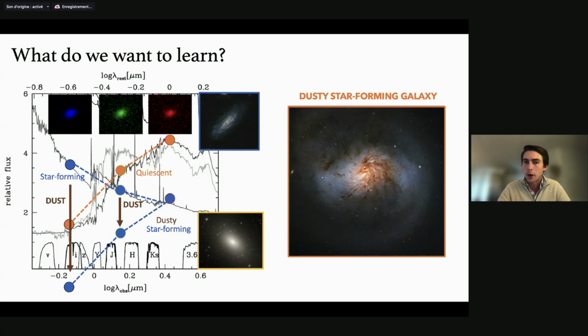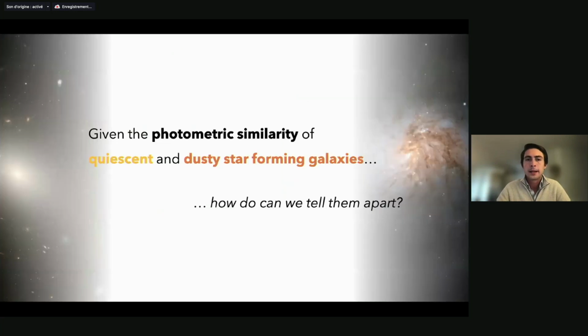But again, if we want to understand the evolution, we want to understand the fraction of quiescent star-forming galaxies over time, we have to contend with this degeneracy. And so given the photometric similarity of quiescent and dusty star-forming galaxies, how can we hope to tell them apart?